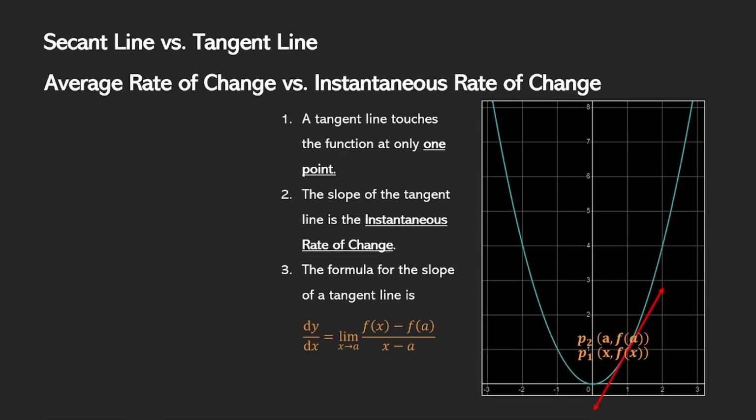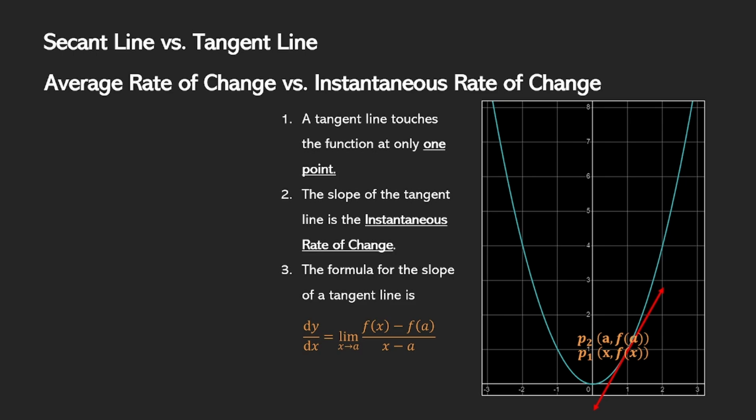Alright, so what about a tangent line? Well, a tangent line is a line that touches the function at only 1 point. So your technical 2 points are the same point here, but they obviously can't be the same point, because if they were, then you'd have 0 over 0. Moving on, the slope of the tangent line is called the instantaneous rate of change. So it's not an average anymore. It actually is the rate of change at that point. Hence why it's called the instantaneous rate of change.